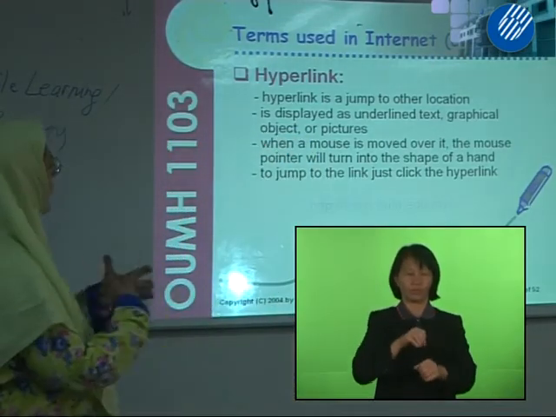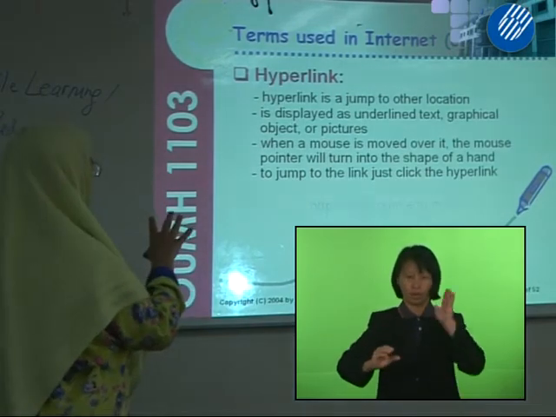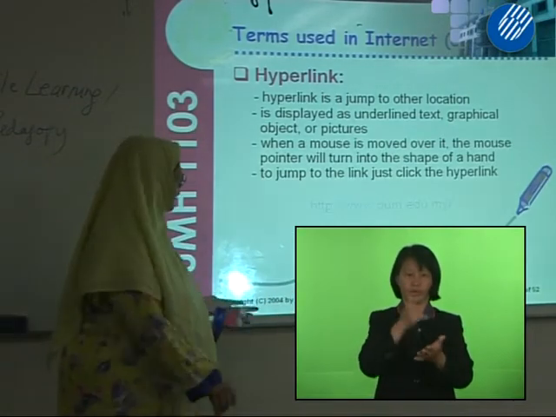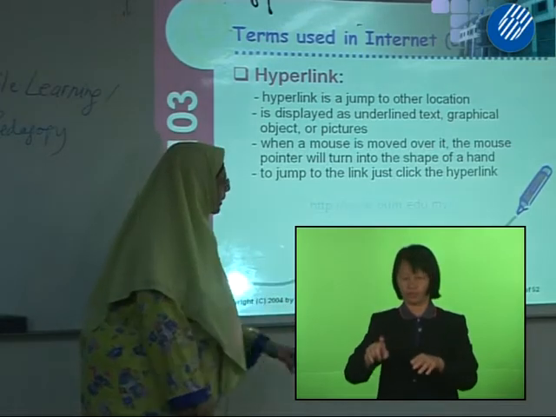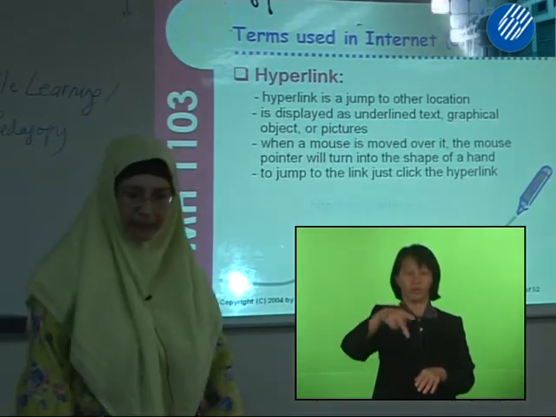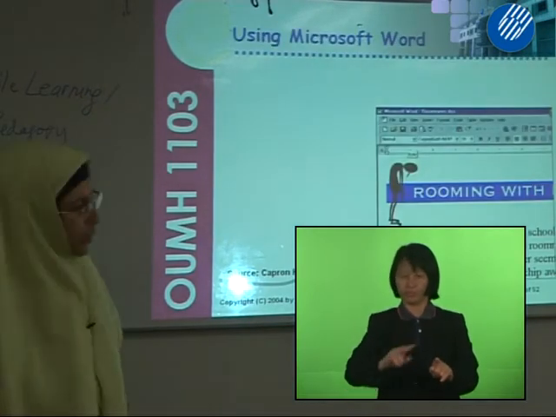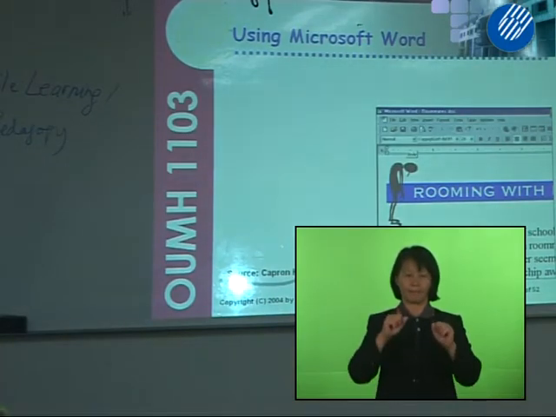So various ways it can take form, and when you put a mouse over that hyperlink, the pointer will turn to the shape of a hand. That's where you make the jump. Okay, it's like a light year jump. You click the hyperlink, jump to the link that you want to go to. Okay. All right. So for further information on that, you can refer to your module.